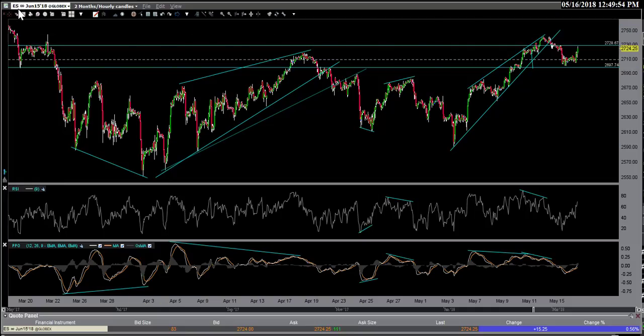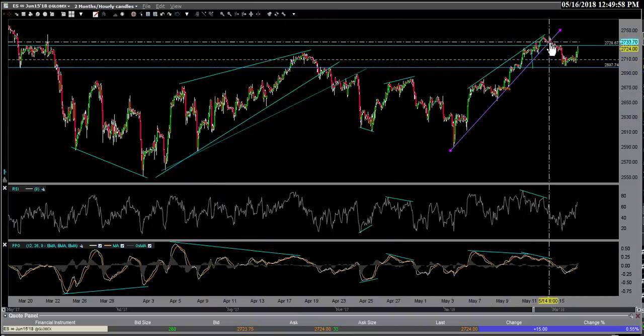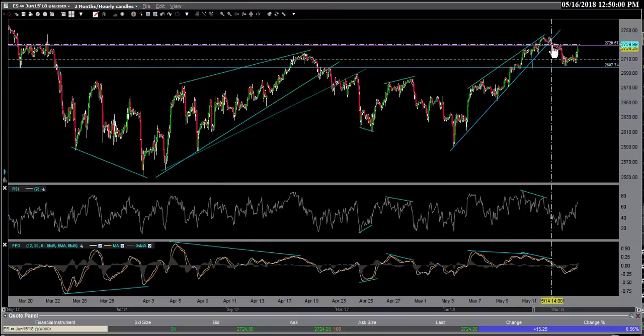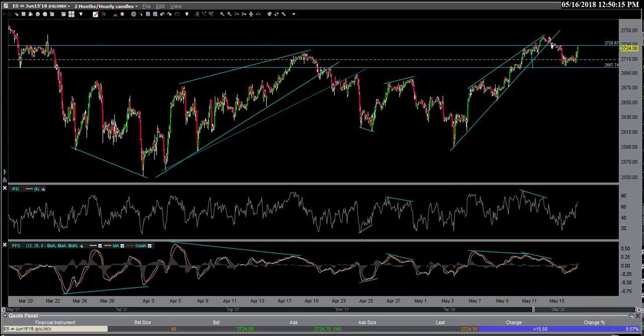So let's dive in. This is the ES 60-minute chart. These are S&P 500 index futures. There's that breakdown we had the other day. Then we went on to take out that resistance. I know these numbers are real small. I need to increase those for the video size. That's 2728, 2767. So we'll call that 2729. That is resistance. You can see back here to the left of the chart as we go back.